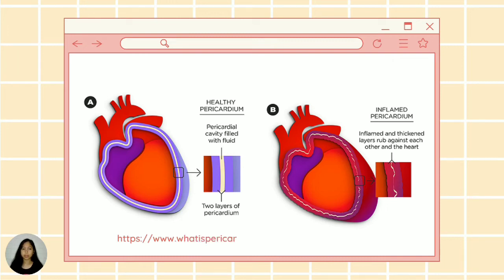So how does the pericardium get inflamed? Regardless of its cause, the fluid and the immune cells start to enter from the blood vessels of the fibrous and serous pericardium into its interstitium layers, making those layers thick.